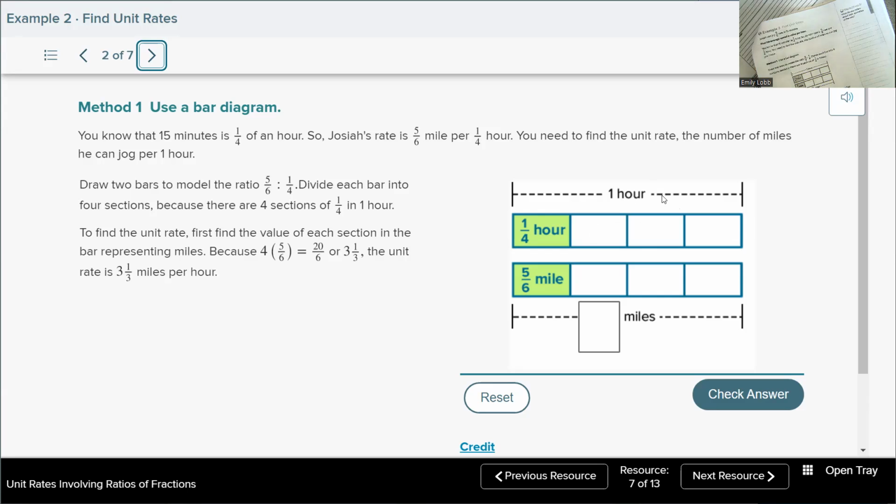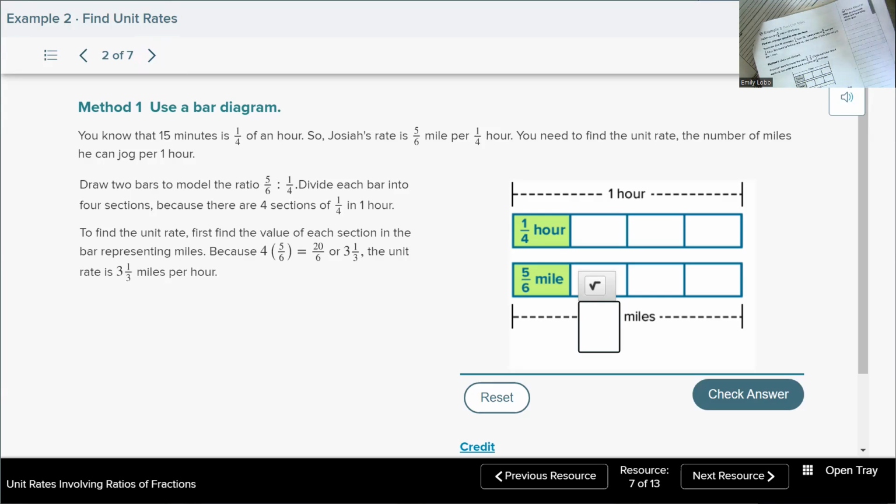To find the unit rate, we first find the value of each section in the bar representing miles. Okay, so each one of these is 5/6, right? 5/6 plus 5/6 plus 5/6 plus 5/6. Or they're saying 4 times 5/6. So we can either add up our 6 or we can multiply by 4. So that tells us that the unit rate is what? What are we going to put here in this box in your packet?